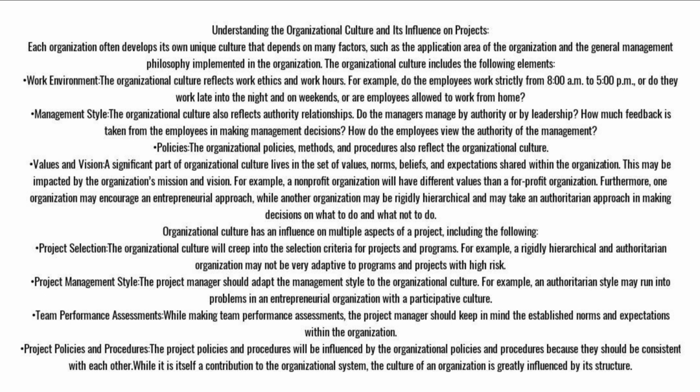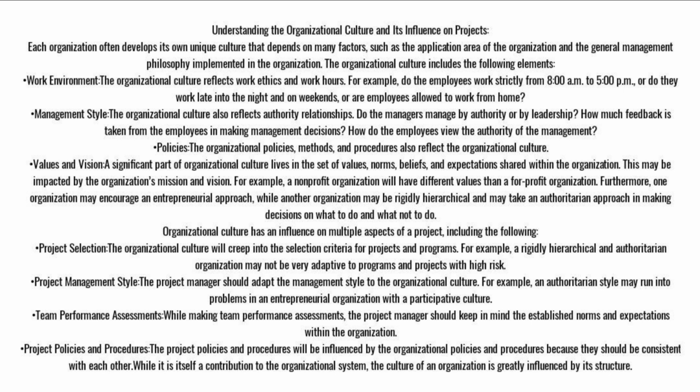For example, do the employees work strictly from 8 a.m. to 5 p.m., or do they work late into the night and on weekends, or are employees allowed to work from home? Management style. The organizational culture also reflects authority relationships. Do the managers manage by authority or by leadership? How much feedback is taken from the employees in making management decisions? How do the employees view the authority of the management? Policies. The organizational policies, methods, and procedures also reflect the organizational culture.